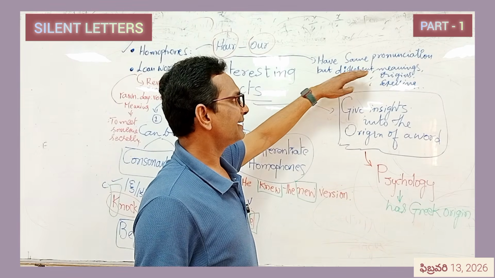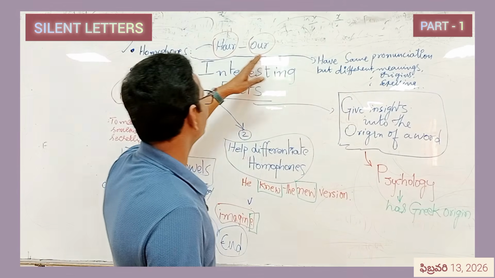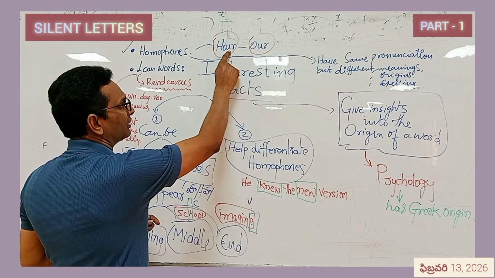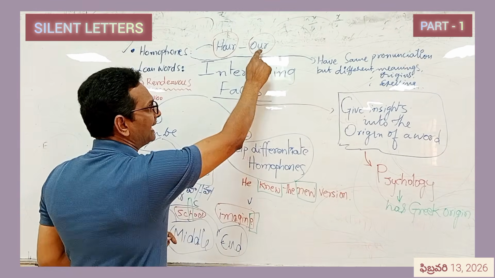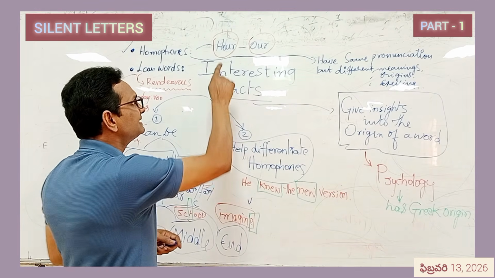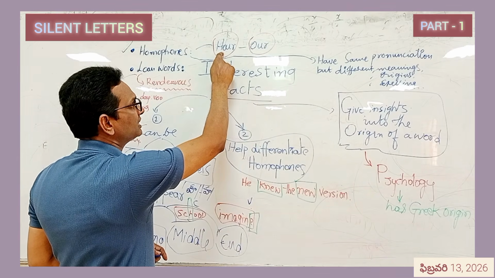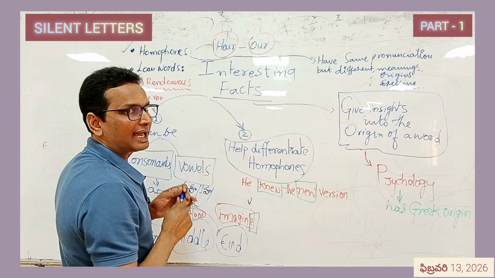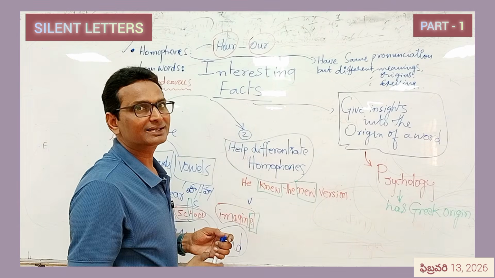So it has different meanings, different origins and spelling. How to understand this? Let's take a look at the example. Here, HOUR. Do we pronounce this as hour? No. And this is OUR. This is different from this one. This is pronoun and this is noun, common noun. So it's pronounced hour, hour. Similarly, this is also pronounced hour.